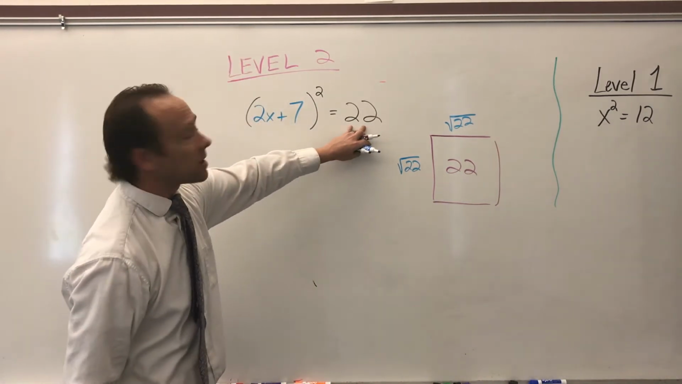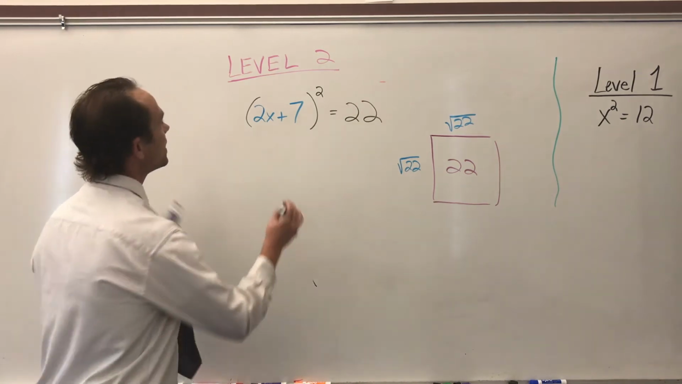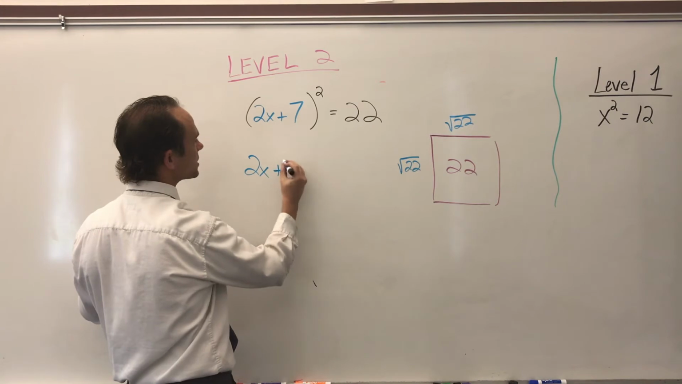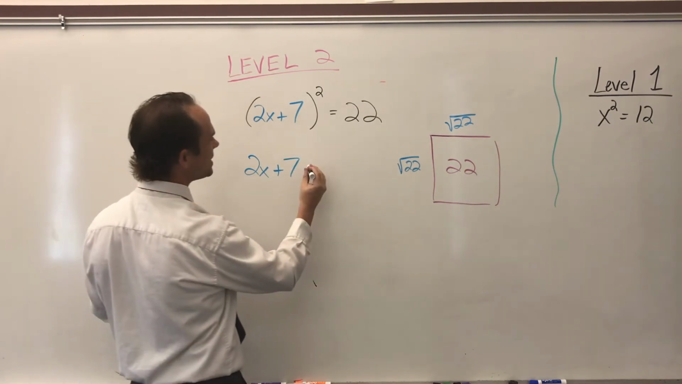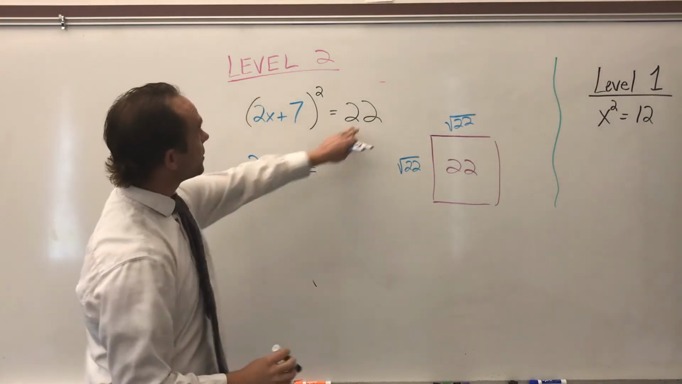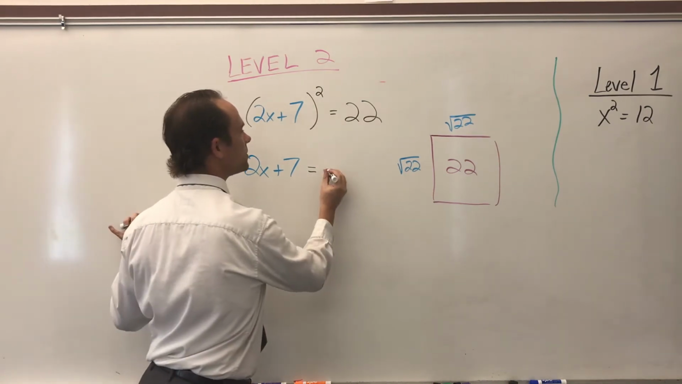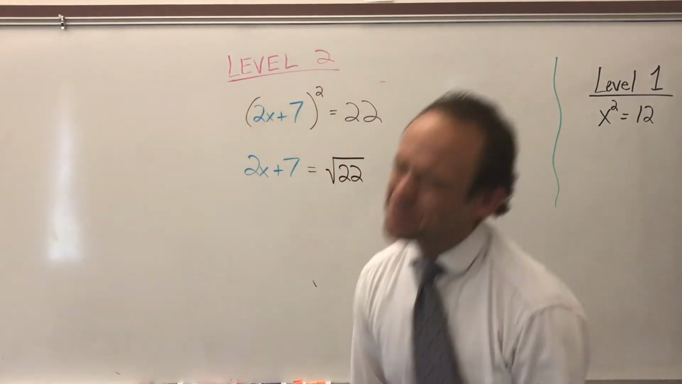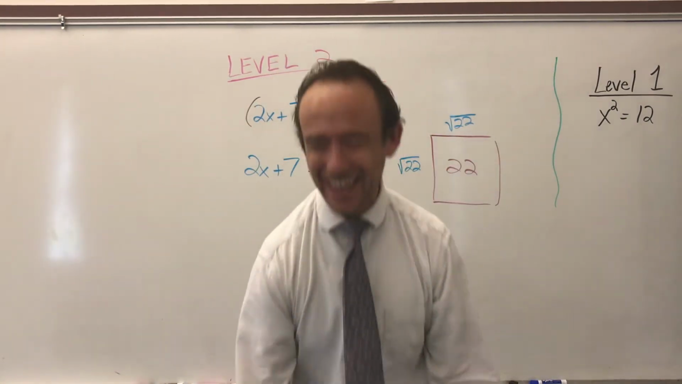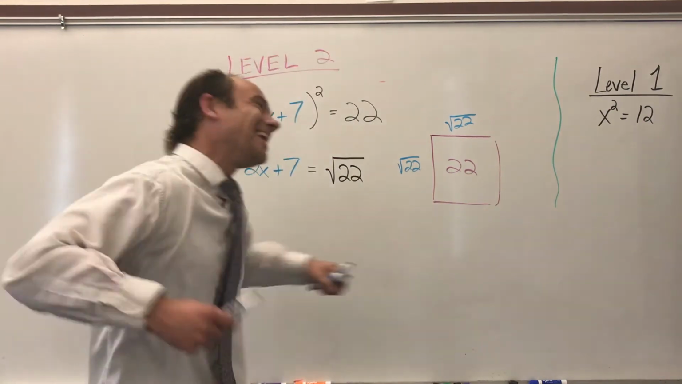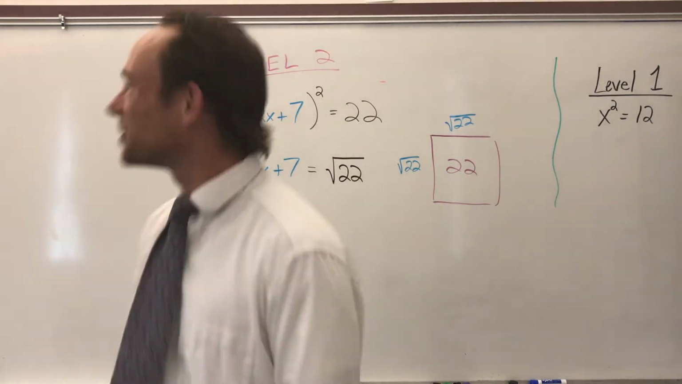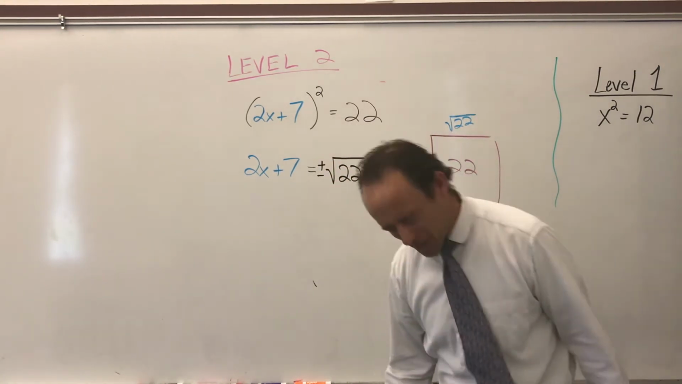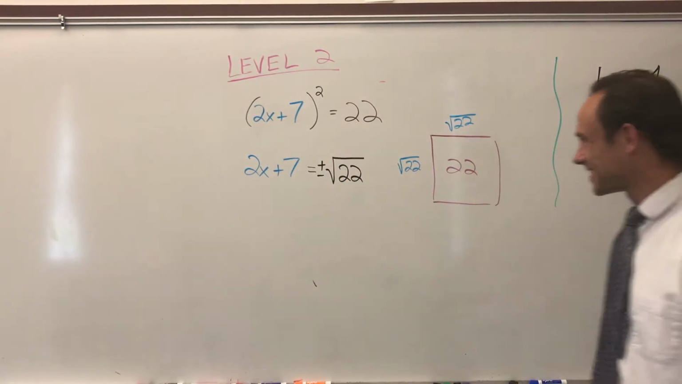And so that's what this problem is going to be, one where we're not going to have a nice perfect square. So 2x plus 7 is equal to, now what you do is you square root 22. And what do we do every single time? Every time we square root, we go plus or minus. Come on, people. Get in the game.